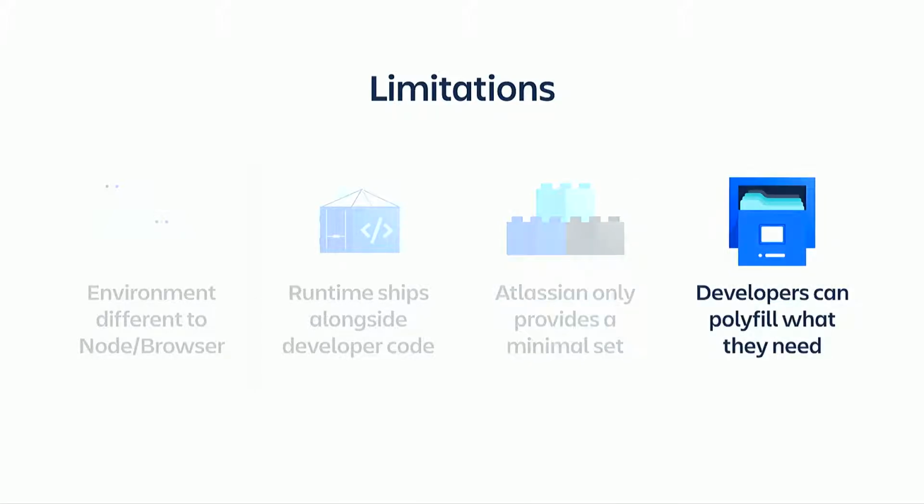This doesn't necessarily limit what you can write. If you have, say, a dependency that needs access to the file system, you can polyfill that in. We let you bring your own dependencies in using Webpack or Node modules. So it's not about removing that capability. It's about giving you the space to work with what you need, rather than Atlassian providing it out of the box.